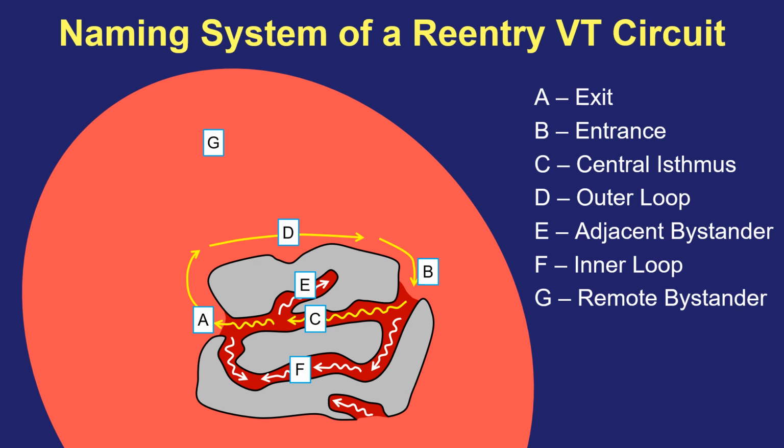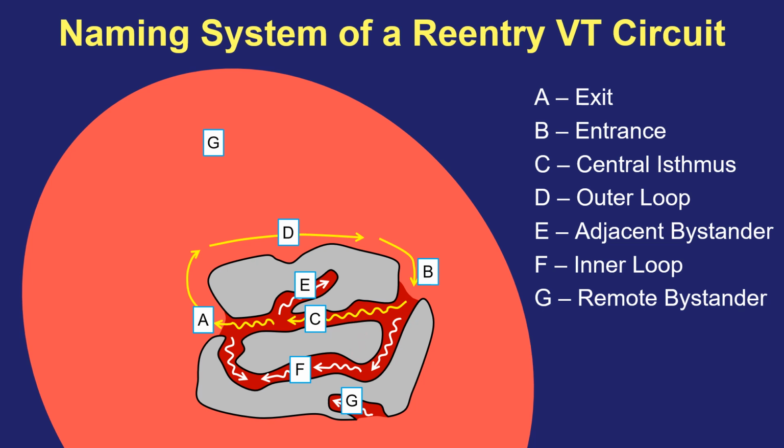All the rest of the myocardium that is not in or around the scar or the VT circuit is known as a remote bystander. That can be in normal myocardium, as shown here, where G is located. But you can also have remote bystander sites that are in the same or other areas of scar that have no electrical communication whatsoever to the VT circuit, but pacing and recording at those sites will have slightly different properties than other sites that are labeled here.